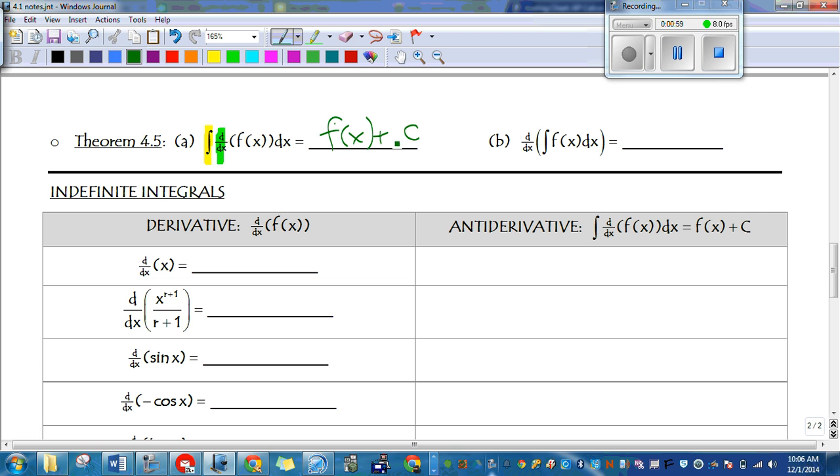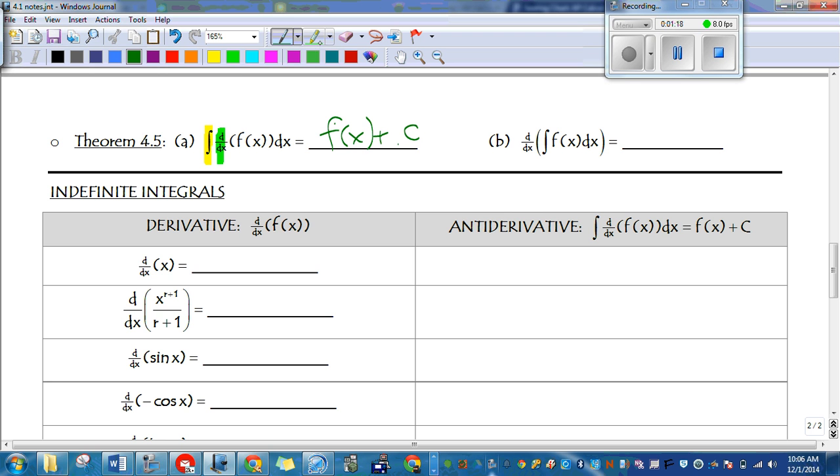But we have to take into account that the antiderivative, there's lots of possible answers. So we have to have that plus c. So it's kind of like when we do inverse sine, inverse cosine, those types of things, where it's not as simple as just kind of canceling out. You have to kind of remember that.